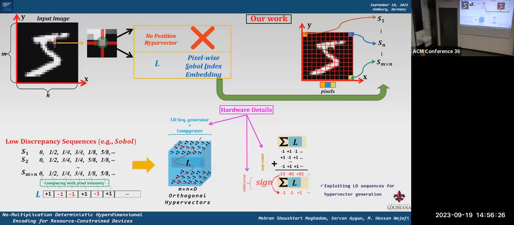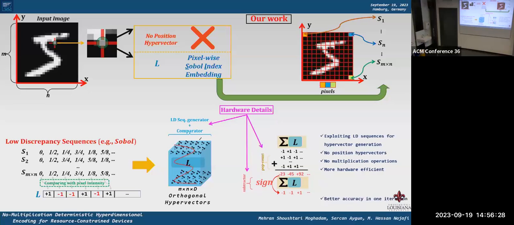The key advantage of our proposed method lies in its ability to enhance accuracy while simultaneously reducing runtime and memory usage, facilitated by the utilization of deterministic sequences. Thank you very much for paying attention and reading our paper.